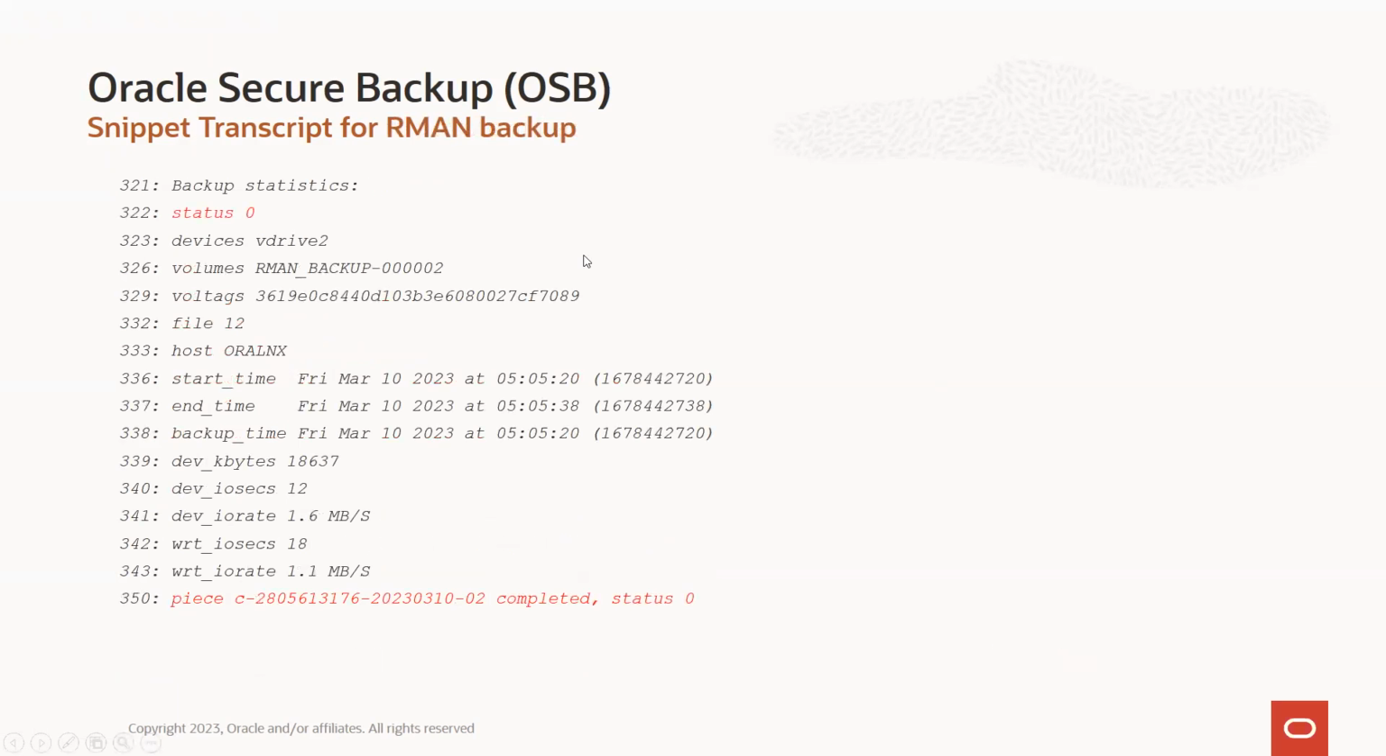So this is the continuation, the snippet transactions for the RMAN backup. You can see that the status is 0, and the other drives, the tape volumes and the barcodes used, and the file number, and the date and time when the backup is created, as well as the rate of the backup and the corresponding backup piece name that has status 0, which means that the backup is successfully completed.